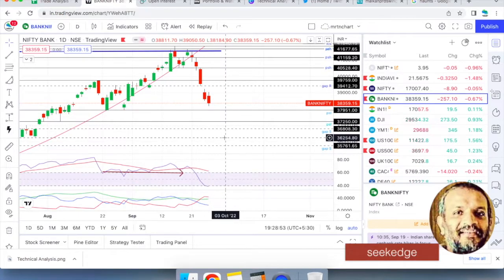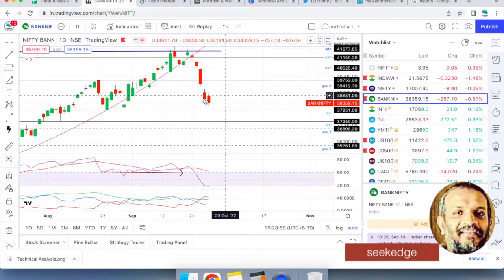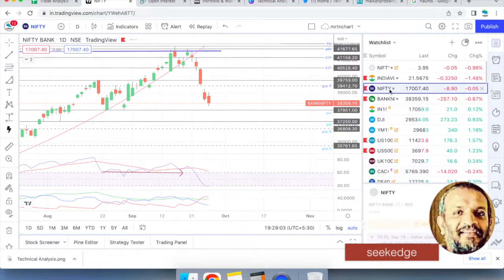So remember, we have still not reached 38,000. Today also we are holding that. So 37,951 is going to be a good support. And 37,000 nearby will be a good support. Only on any breach of that do you have to worry.